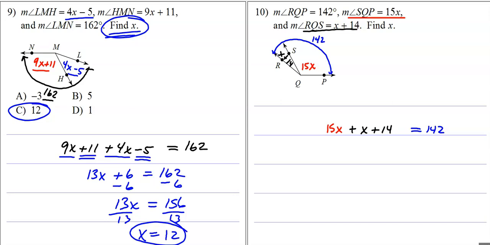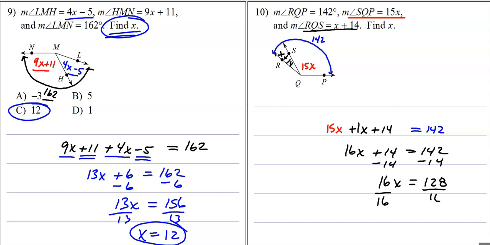And now we just take off. Again, combine like terms. There's a 1x here, so that makes 16 x's. Added to 14 is 142. Subtract the 14 from both sides. 16x is, what's that, 128, I believe. 16 goes into 128. Looks like 8.